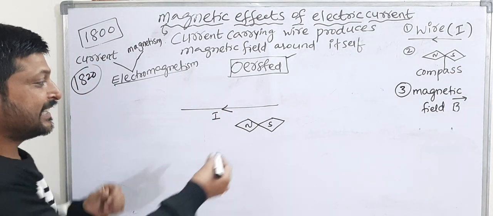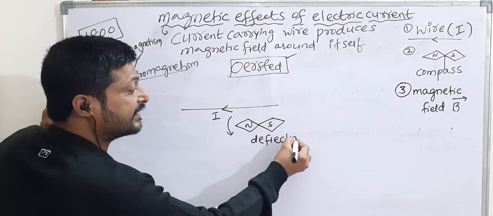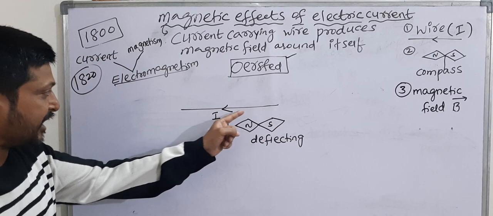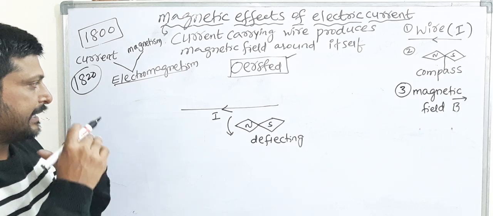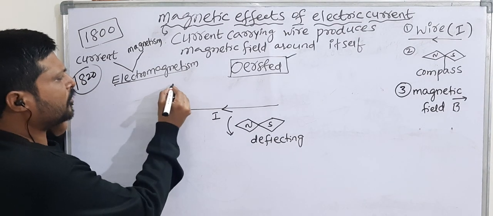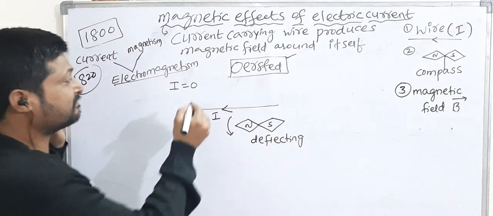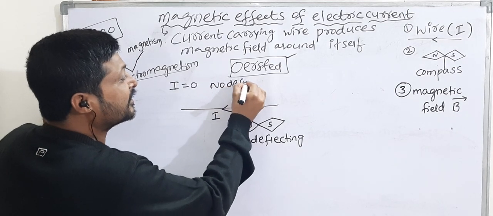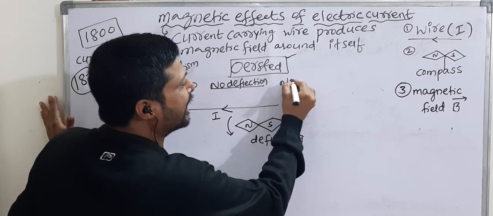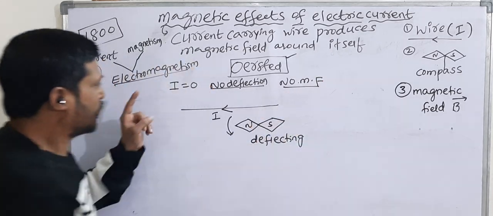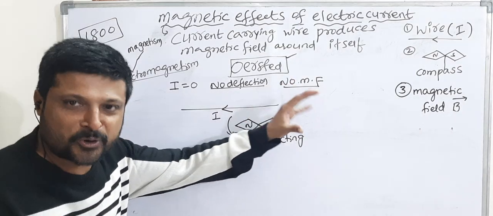Then he observed that the needle is deflecting. That means if current is passing through the wire, near the wire, the magnetic needle is deflecting. Suppose there is no current in the wire, no deflection. No deflection means no magnetic field. See here, no current, no deflection in the magnetic compass. No deflection in the magnetic compass means no magnetic field.